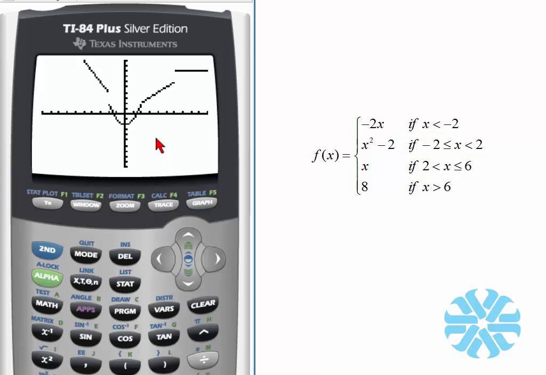Well, first, right here, if you look at the inequality for this piece of the function, which is negative 2x, it says x less than negative 2. So at negative 2, there should be a hollow dot here because it does not include negative 2. So I called it a hollow dot. You can also say an open circle. All right? Then, for the quadratic part, it says negative 2 is less than or equal to x. Well, here's negative 2, and it does include it because it says less than or equal to. So this will be a solid dot right here.